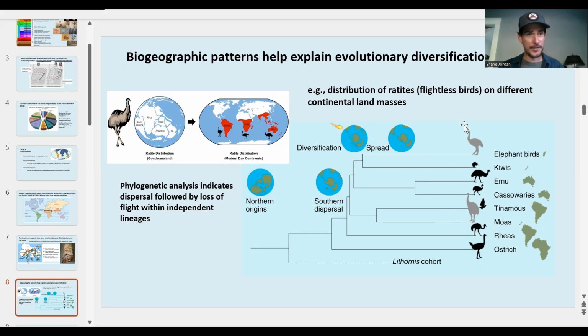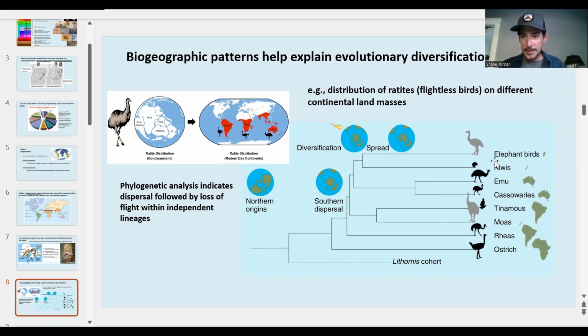And what we can see from this phylogeny are all of the different types of ratites that we know either do exist today or have existed in the past. The ones in gray are extinct. So elephant birds are extinct, moas are extinct, but kiwis, emus, cassowaries, et cetera, these birds still exist today, and they all exist on different continents. What's surprising from looking at this graph is that some of the close relatives occur in different areas, and they lost flight independently.